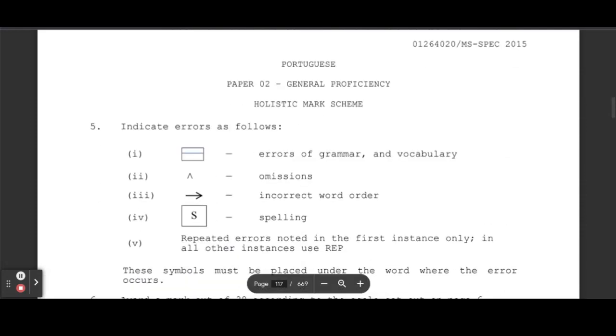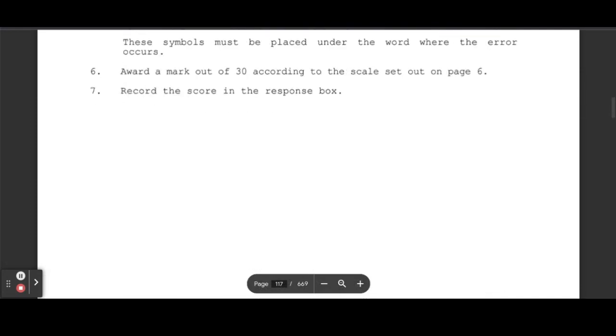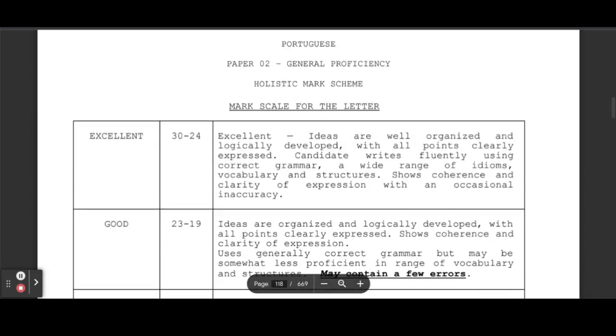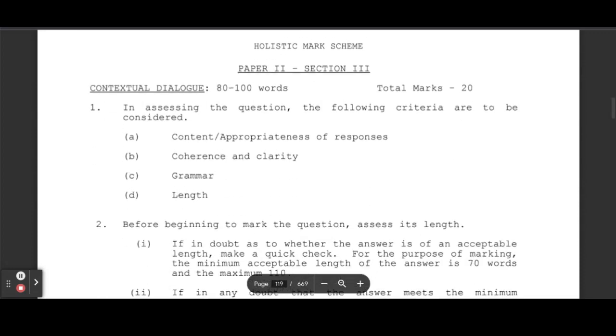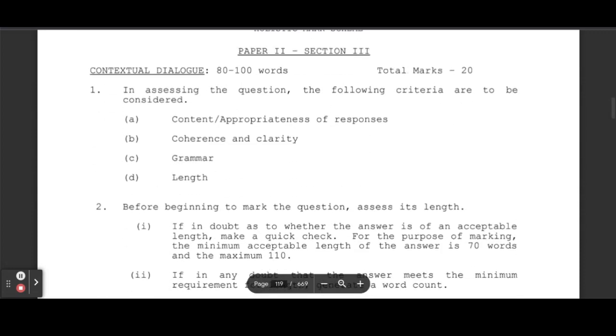This is some of the technical grammatical stuff. This is what the actual rubric looks like in terms of the marking. I will discuss this in another video. And we're going on to contextual dialogue, which I also like.